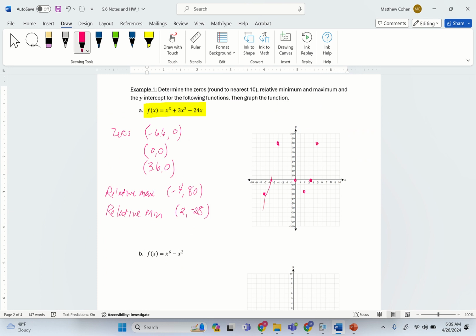And then we can fill in all of our points. So we get the relative max here. We get our relative min here. All of our zeros, and our y-intercept is correct. Now, I think that's it.